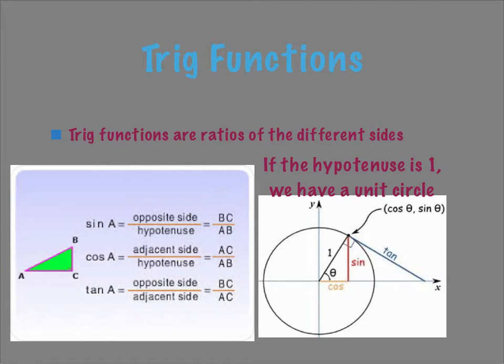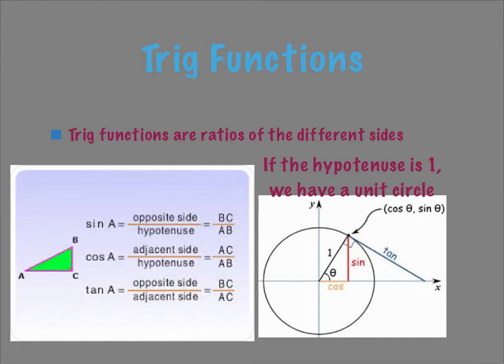Cosine is going to be the adjacent, or AC, over hypotenuse, which is AB. And then finally, tangent is opposite over adjacent. Now, sometimes we talk about it in these terms, and sometimes we also use what's called a unit circle. A unit circle is this triangle here with a hypotenuse of 1, and it's usually drawn inside the circle.